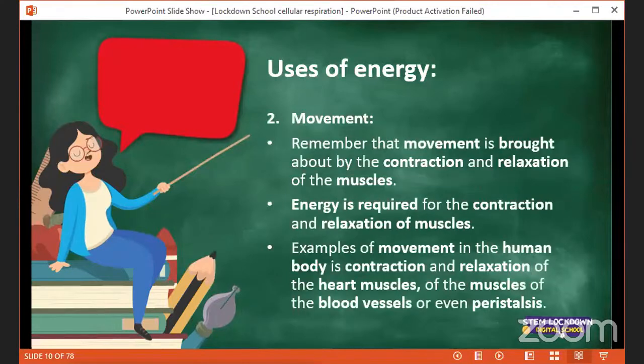And then we said another reason why we need energy is movement. So movement is brought about by the contraction and relaxation of muscles. And energy is required in order for your muscles to contract or for your muscles to relax. And remember, we said that this energy in the body is in the form of ATP. Okay, so now examples of movement in the human body are contraction and relaxation of the heart muscles, the muscles of blood vessels, or even peristalsis that we looked at during the digestive system.